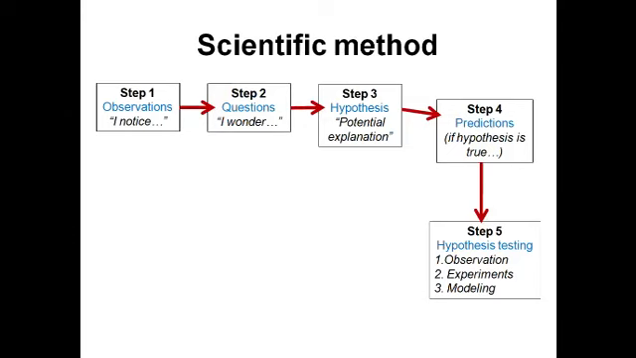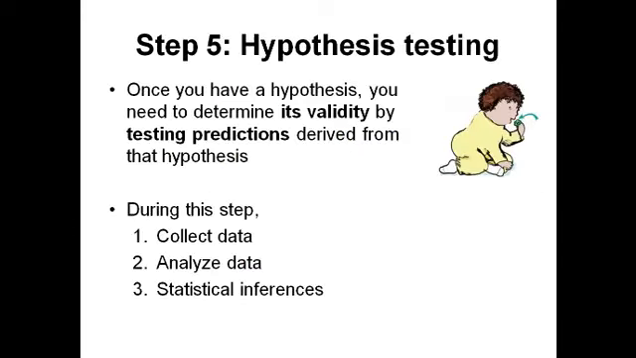The next step, it's going to be step number 5, hypothesis testing. So once you have your hypothesis and once you are ready with your predictions, you have to test the validity of your predictions by hypothesis testing. So during this step, you have to do specific things. First, you have to collect data. You have to collect the right data which is actually relevant to your question, your hypothesis and prediction.